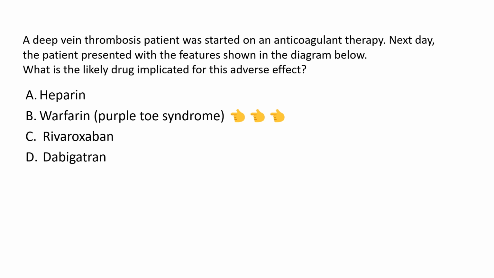So our answer will be warfarin, purple toe syndrome. In this case, you need to know what is deep vein thrombosis, especially what is thrombosis. Then you need to know about the drugs used to treat deep vein thrombosis, that is heparin, warfarin, rivaroxaban, and dabigatran. You also need to know the mechanism of action of all these drugs, and what the indications and contraindications of these drugs are.